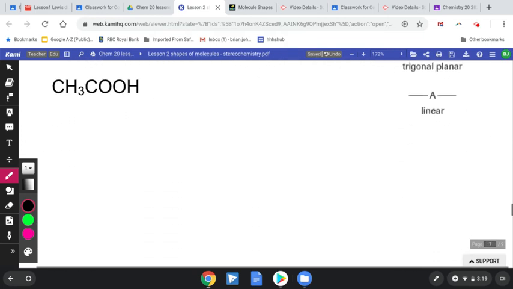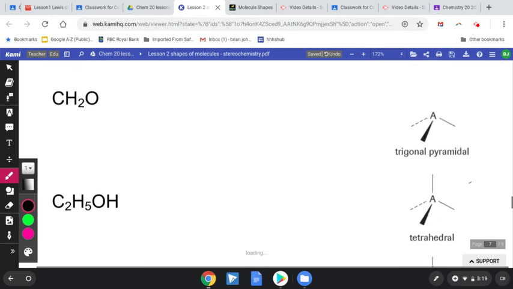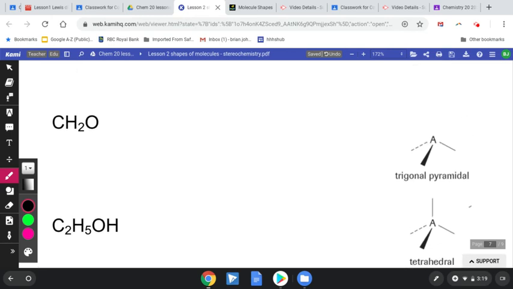Okay, we have 3 more left to do, and then we're done the lesson on shapes. CH2O. So carbon, 4 bonding electrons.